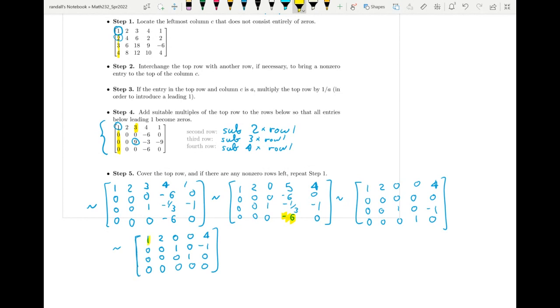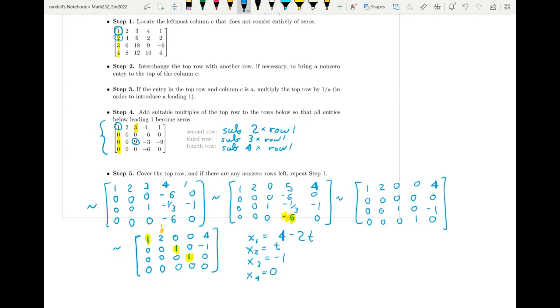And these are my leading ones: 1, 2, 3. And this is my free variable, one free variable here. So let me write out the solutions now. x1 is equal to 4 minus 2t. I'm going to call my free variable x2, t. And then x3 is fixed at minus 1, and x4 is 0.